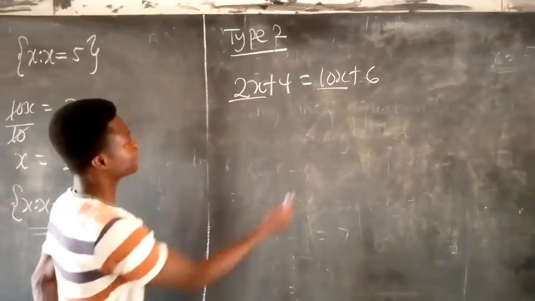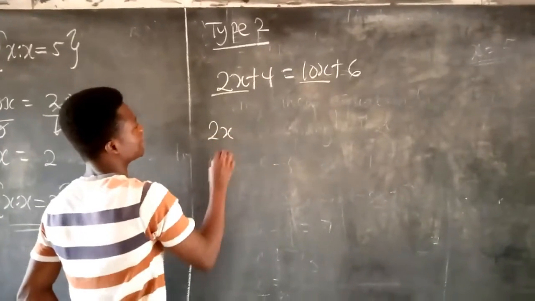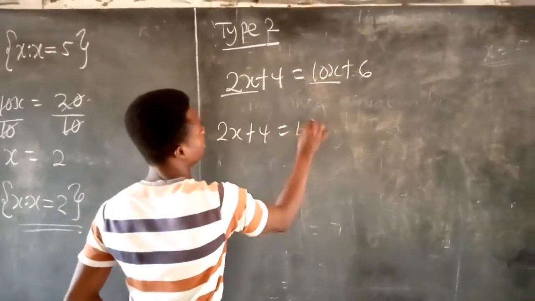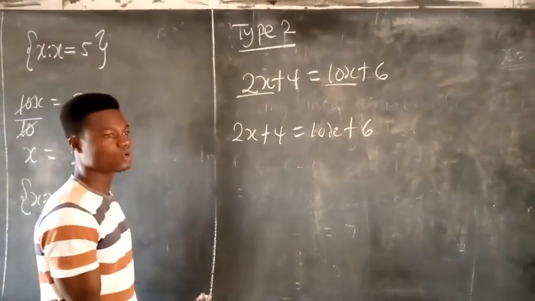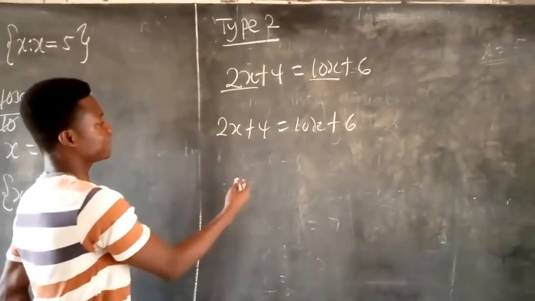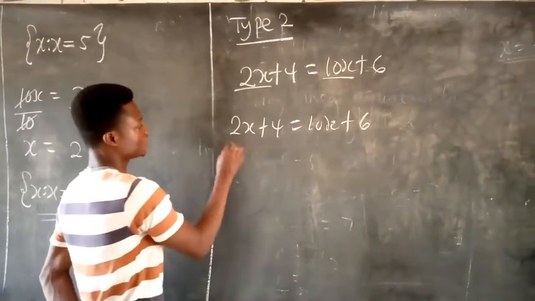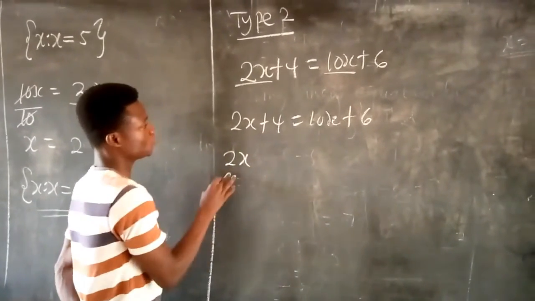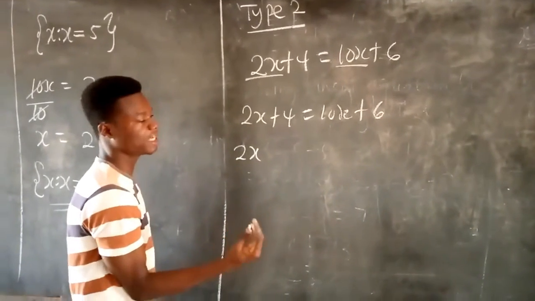So let's try and see if we can solve this one and make x the subject. So we have 2x plus 4 is equal to 10x plus 6. This one we do the same thing. I advise you always to keep the numbers with the variable or letters at the left hand side of the equal sign. So let's maintain the 2x here and follow 2x, and let's bring 10x to where the 2x is, because we're grouping like terms.